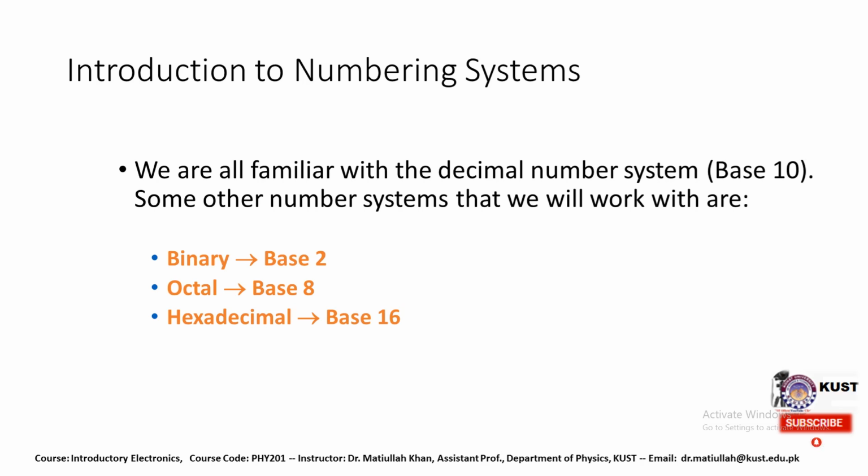So we need to discuss each of the number systems in detail. In total we have 4 number systems. The first one is the decimal number system that has the base 10. The second one is the binary number system that has base 2. The third one is the octal number system that has the base 8. And finally the last one is the hexadecimal number system that has the base 16.